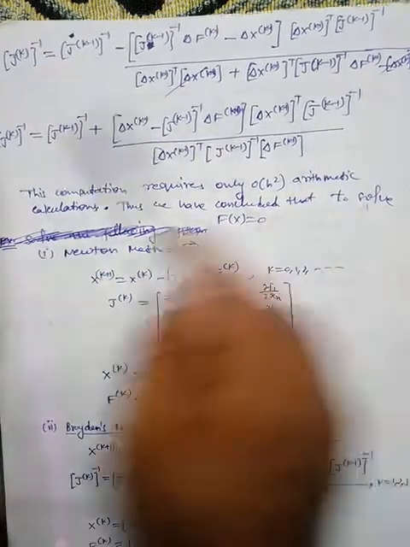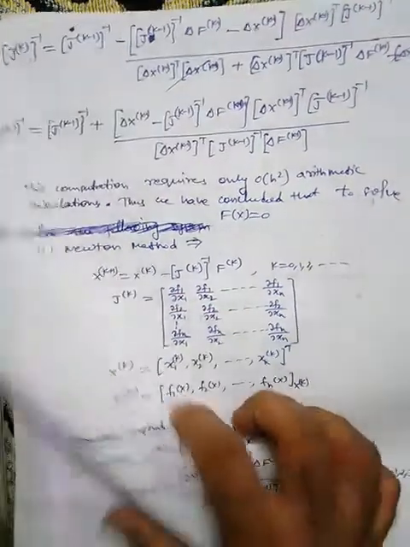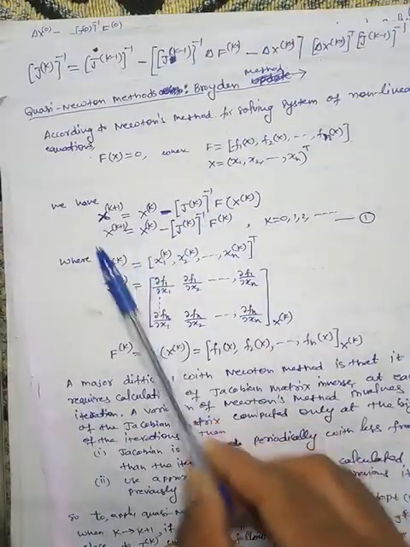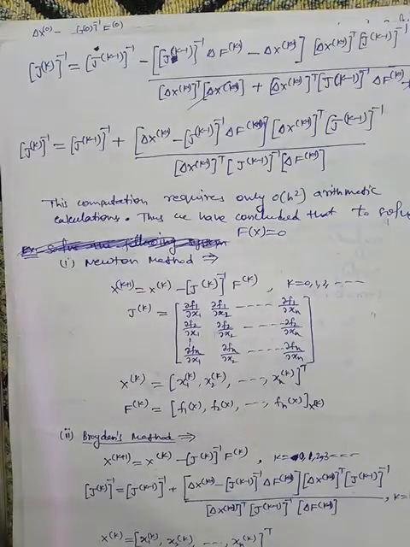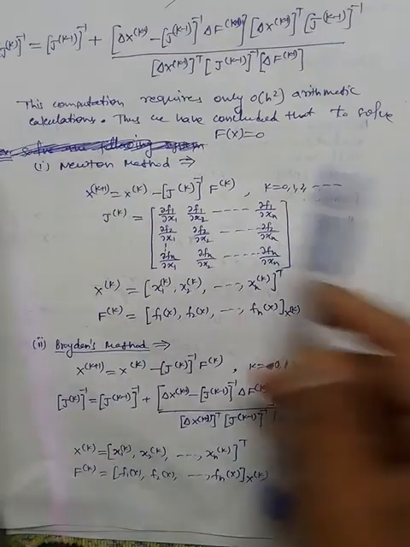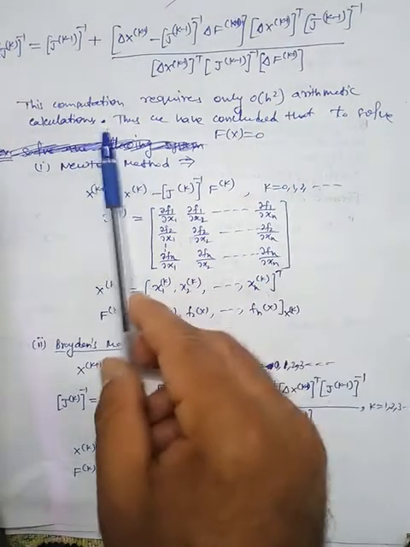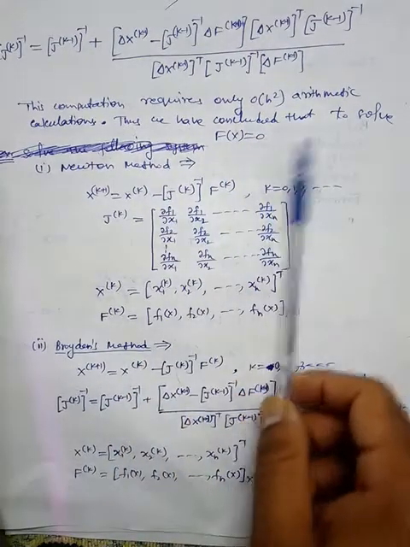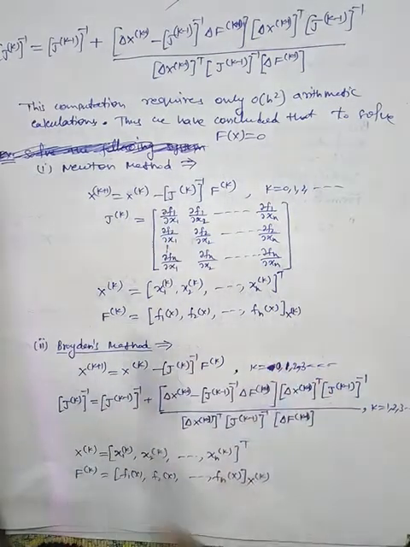So once using this formula, you can easily find out Jk inverse. Once you have Jk inverse, then put this value in Newton's method and find out the next iterate. So this is the approach. I think you understand. Now what will be the final formula? This computation requires only order of n square arithmetic calculations. So we have concluded that to solve f of x equal to 0, if you are applying Newton's method, then this is the approach.